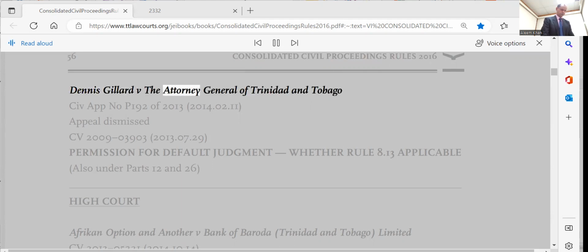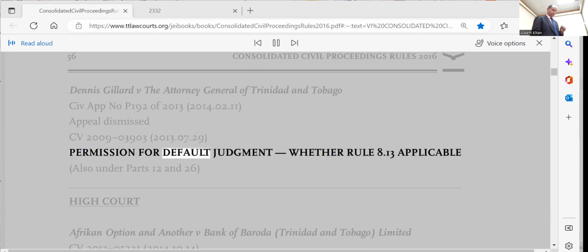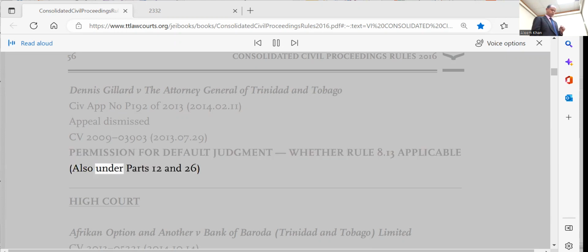Dennis Gillard v. the Attorney General of Trinidad and Tobago, Civ App No P192 of 2013, February 11, 2014. Appeal dismissed. CV 2009-03903, July 29, 2013, Permission for Default Judgment, whether Rule 8.13 applicable, also under Parts 12 and 26.